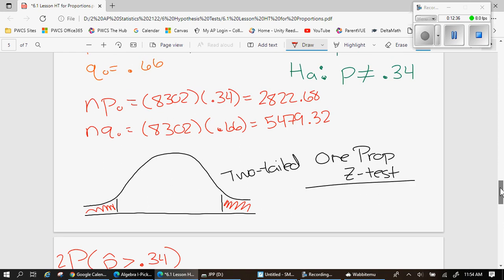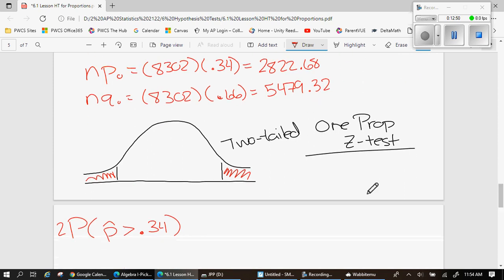So we want to know what is the probability if our true population proportion is 34%. What's the probability that we get a proportion of 33%, our sample proportion? Again, these little things are very important, and if you need me to re-explain, please ask for help. No problem with that.